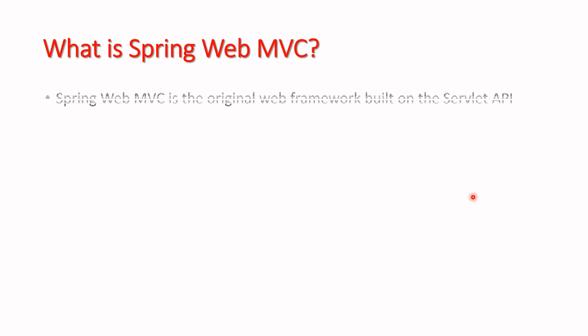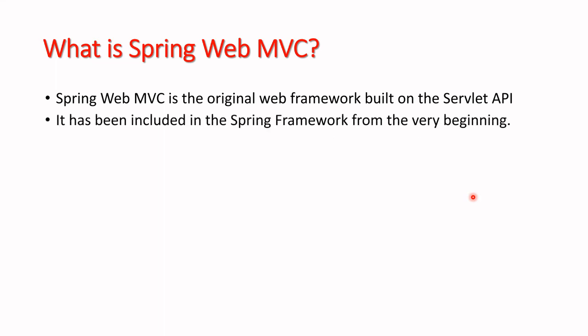Next, understand what Spring Web MVC is. Spring Web MVC is originally known as Spring MVC, and we have the API name as Spring MVC. Some people also used to say that. So Spring Web MVC is the original web framework built on the Servlet API.